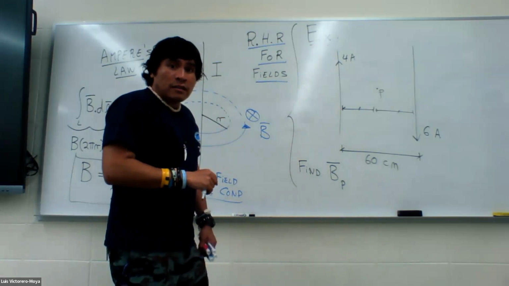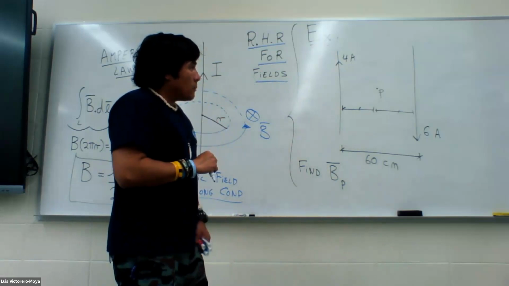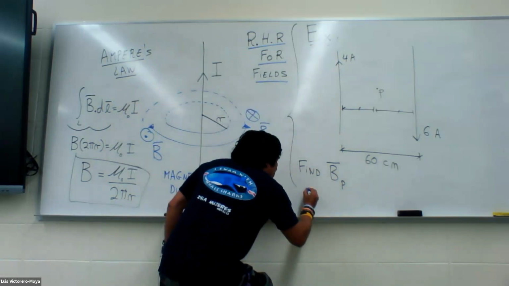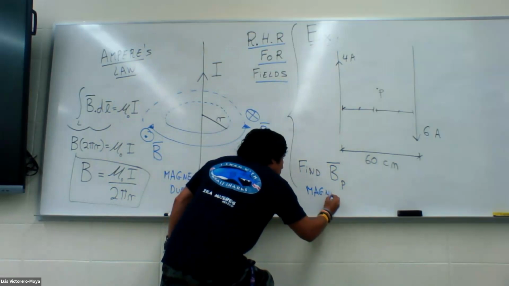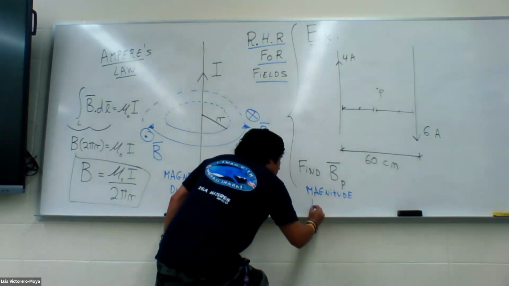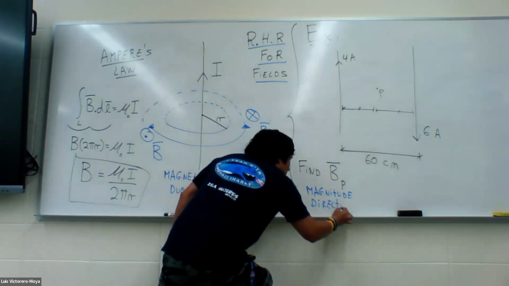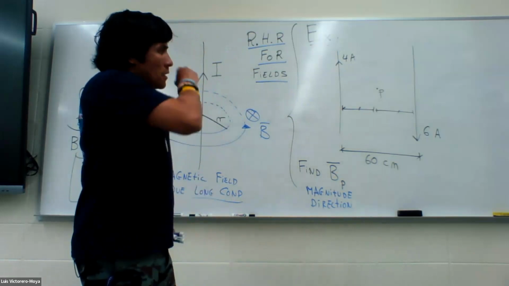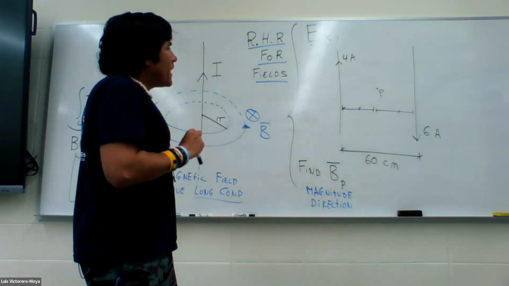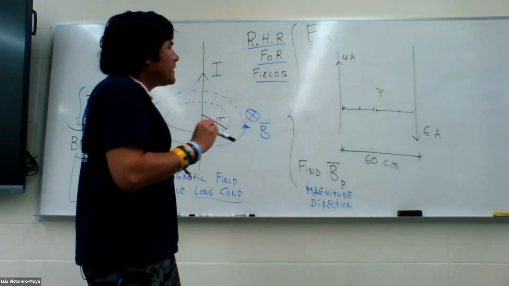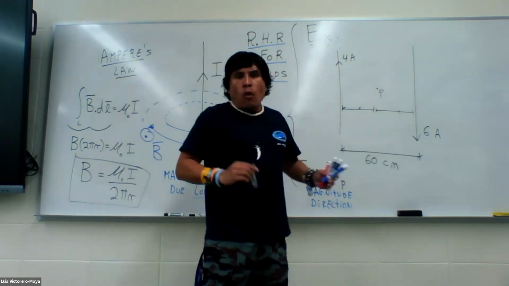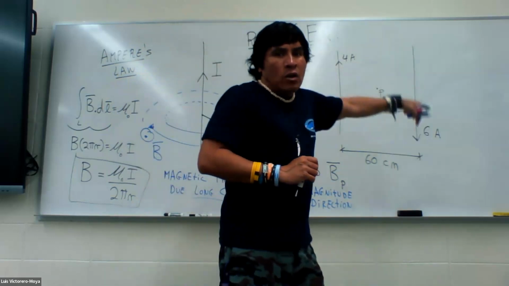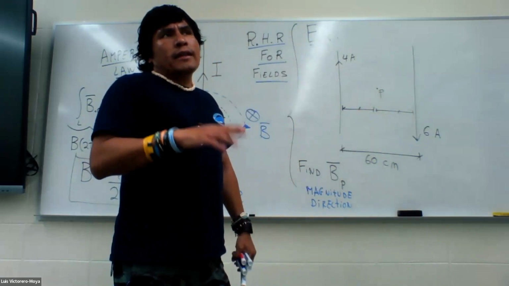Similar to what we did in electrostatics, right? Remember electric fields, now in magnetic fields. So you want to find the magnitude and direction. All right. So we want to find the magnitude and direction of the magnetic field in the midpoint between the wires. One is going up 4 amperes, one is going down 6 amperes. We have to do it step by step.